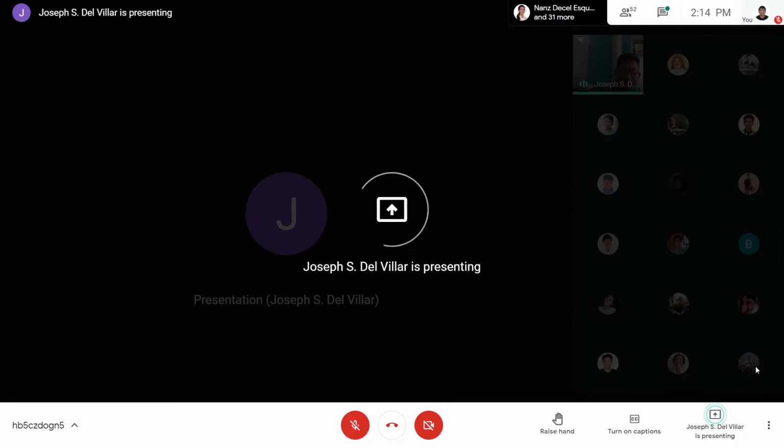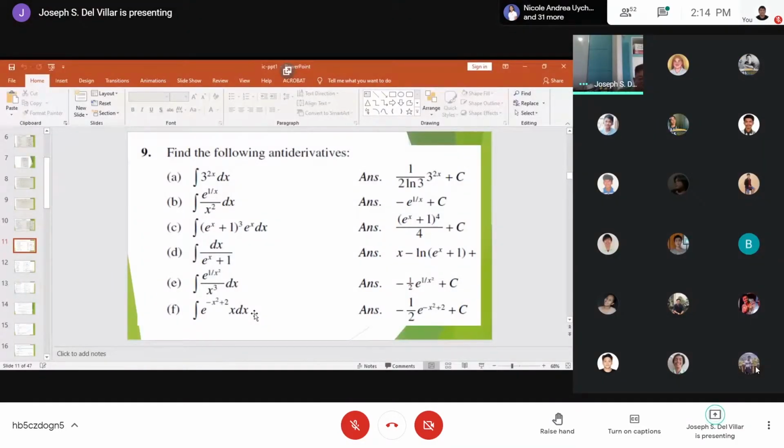Okay, try this letter E: the integral of e raised to the 1 over x squared, all over x cubed, dx. I think letter E is similar to letter B. How we solved letter B, most probably the solution for letter E is the same.